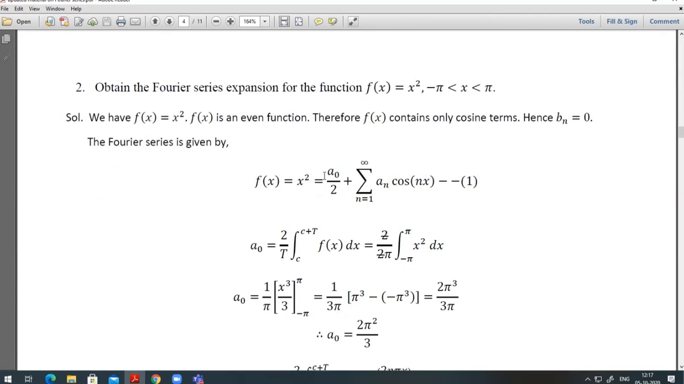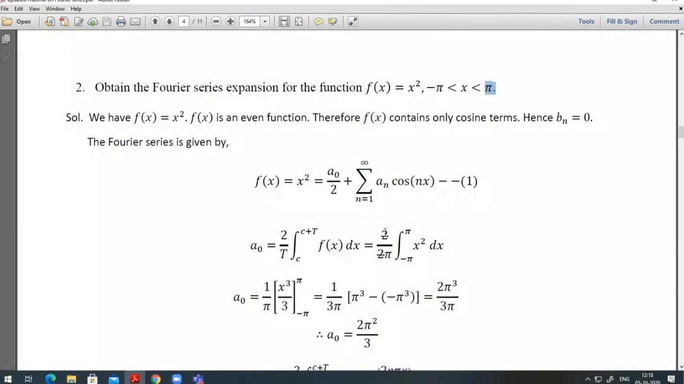So f of x is equal to x square, a naught by 2 plus summation a n cos nx. Okay, because here the period is 2 pi and that 2 pi divided by T gets cancelled. Now as per Euler's formula, a naught is equal to 2 by T integration c to c plus T f of x dx. So here the period T is 2 pi, and the limits are minus pi to pi.